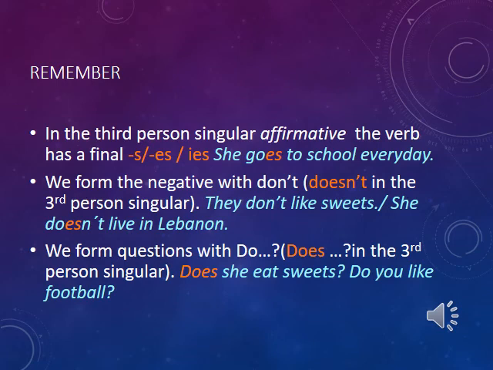We also formed the negative with don't or doesn't. They don't like sweets, or she doesn't live in Lebanon. Third, we formed questions with do and does. For example, does she eat sweets, or do you like football?